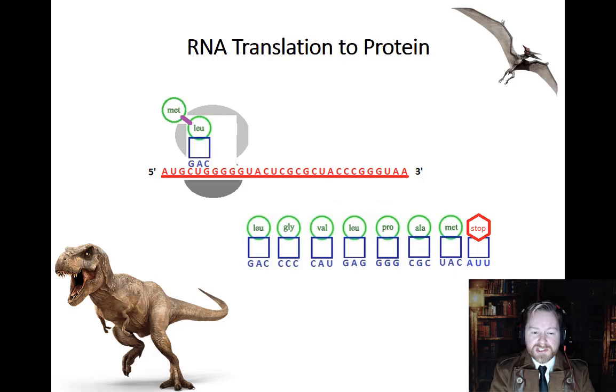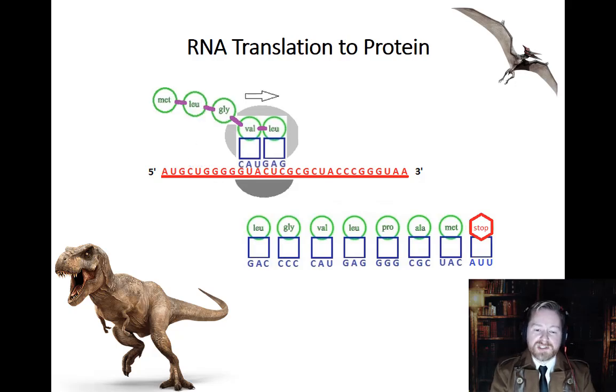What's going to bind with GGG? Well, that would be CCC. It's going to bring in an amino acid with it, and it's going to form a peptide bond. Notice that when the ribosome moves down and detaches from the tRNA, the tRNA floats off, but because the amino acids are now bound to each other, the amino acids stay behind.